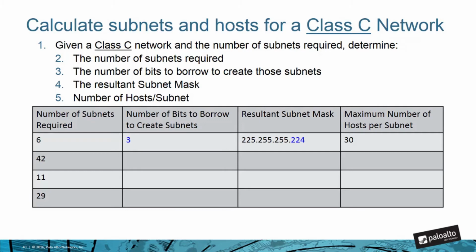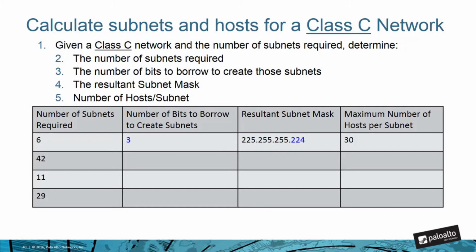The first thing we'll do is try to calculate some subnets and hosts for a Class C network. As you can see, I did the first one for you there. Once we do that, we go across, I didn't number the columns here, but it's the same process. The steps are, once we know what class of address we have, what is the number of subnets required? In the first example, it's 6. How many bits do we need to borrow to create those subnets?